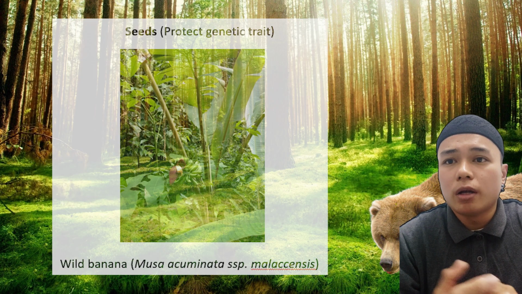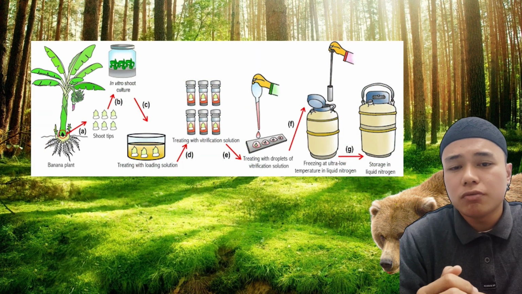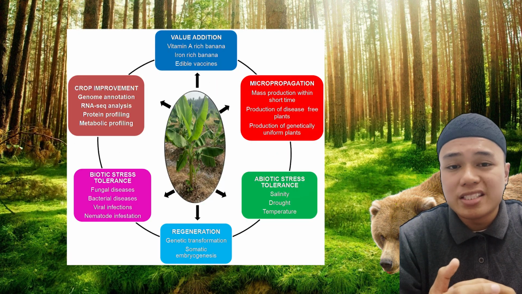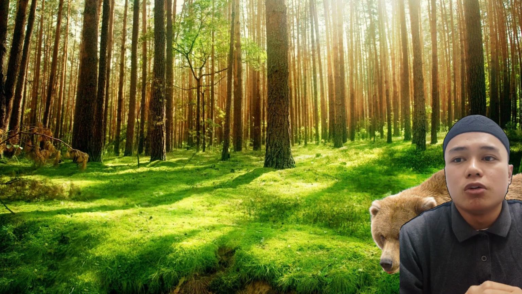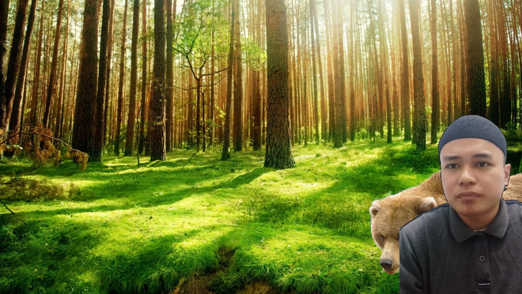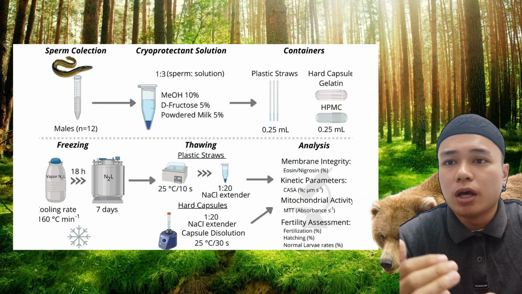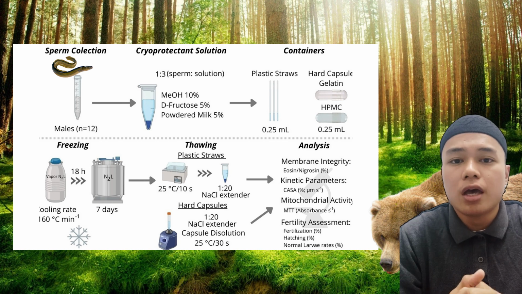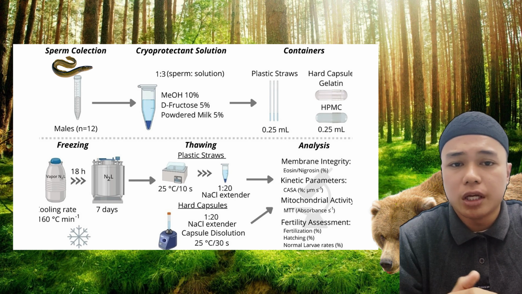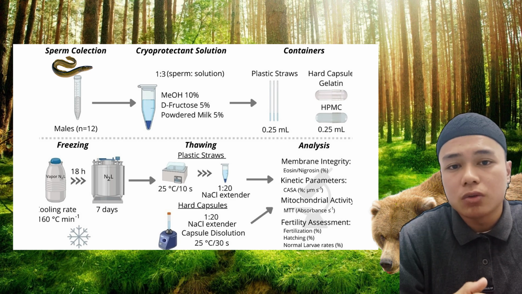For example, a wild banana that grows in Southeast Asia has its seeds cryopreserved in order to protect their genetic traits, which are crucial to develop stronger and disease resistant banana crops in the future. For animals, there are some species this method is applied to, like the European eel, where scientists have frozen their sperm, which could help to save the genetic material. The European eel is endangered because of overfishing and habitat loss. Cryopreservation of their sperm could help a lot in breeding programs to save the species.